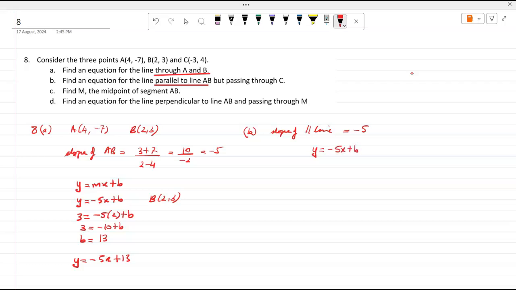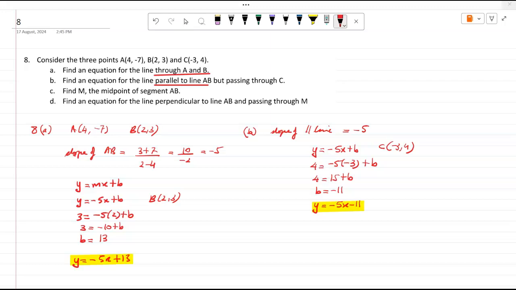But now it's passing through C, so now I plug in C. So now it's 4, because it's passing through C, equals minus 5 times minus 3. Oh yeah, sorry, minus 3. 15 plus b. So b is equal to minus 11. So y is equal to minus 5x minus 11.